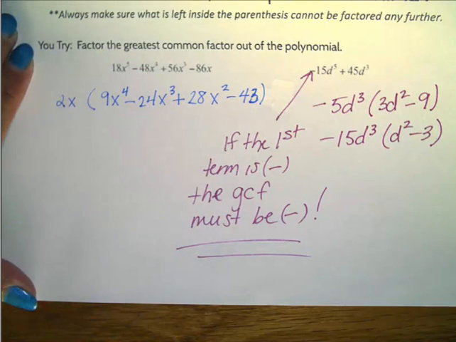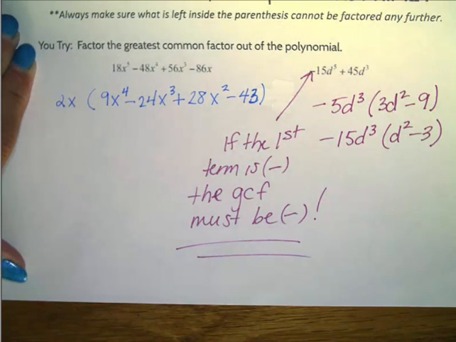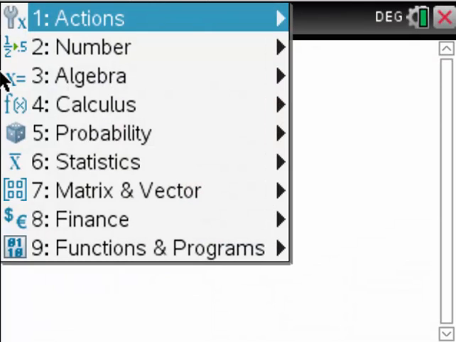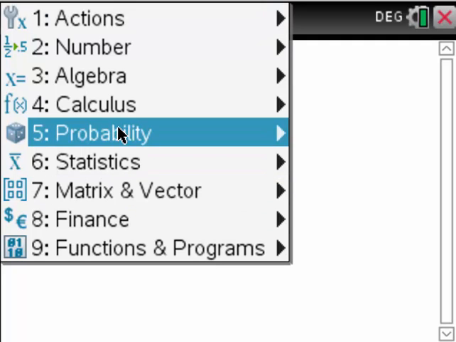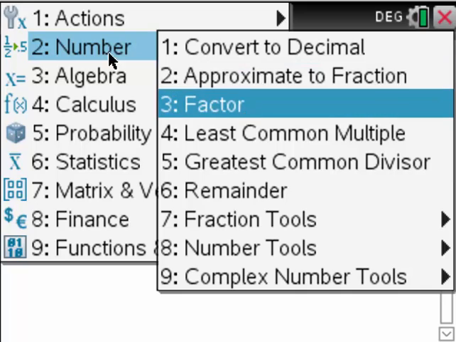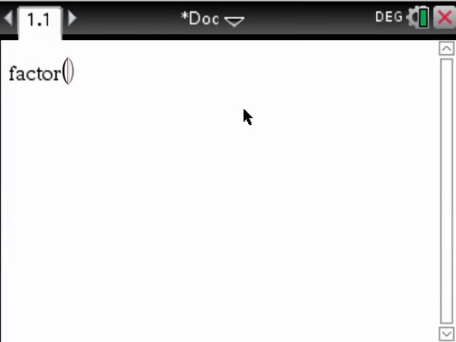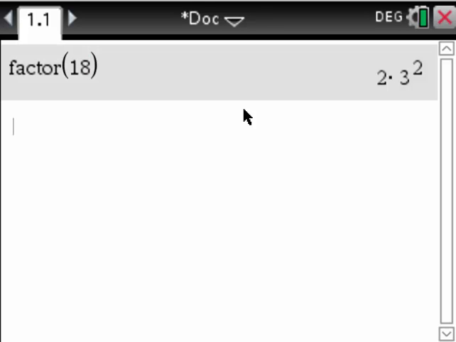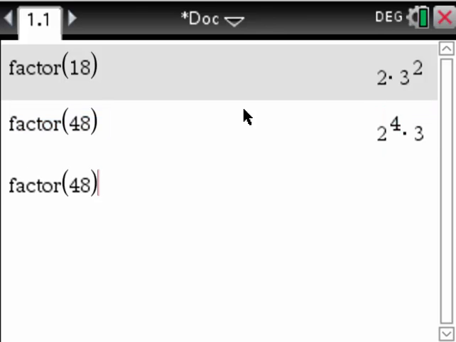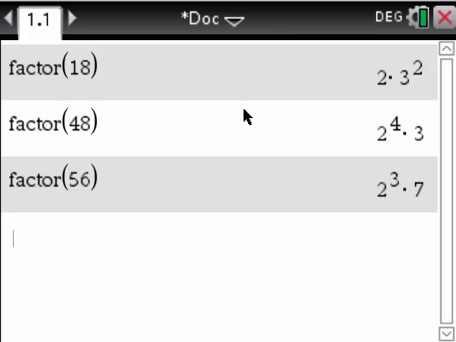In the first one, if you find it difficult to figure out what the greatest common factor is for all those numbers, here's a little hint. Grab your calculator. If you're on a calculator page and you go to Menu, Number, Factor, it will not factor variables, but it'll factor our numbers. So if I put in 18, and then I arrow up on top of it, hit Enter, and then I put in 48, arrow up on top of it, 56, arrow up on top of it, 86.